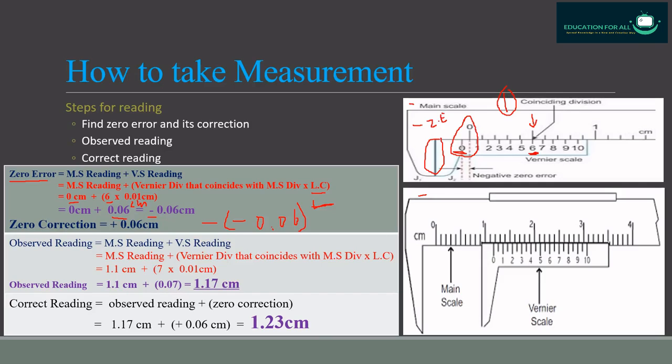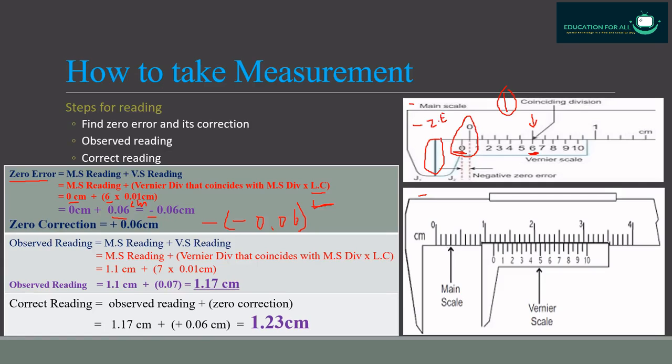And what is zero error? Minus 0.06 is the zero error. If we take the negative of it, the answer will be plus 0.06. So make sure that whenever you find zero error, the negative of that zero error will be the zero correction. Here is the zero correction, and we will use this zero correction in the end.